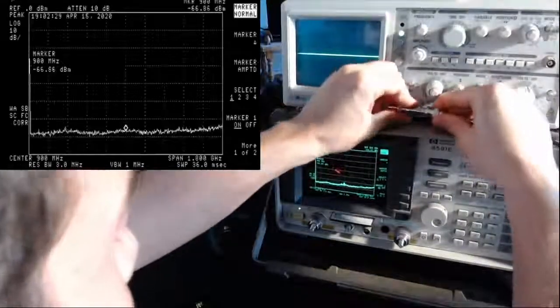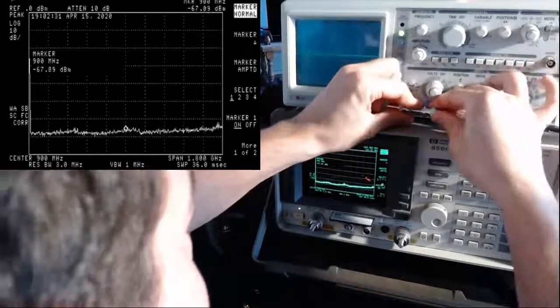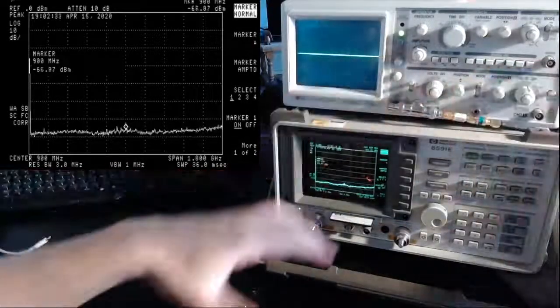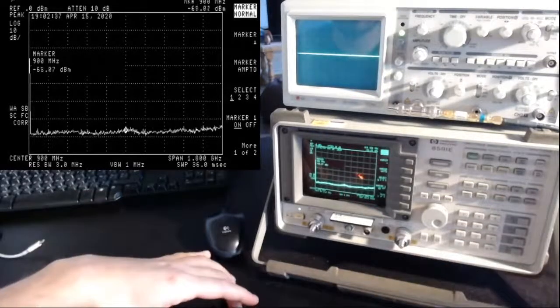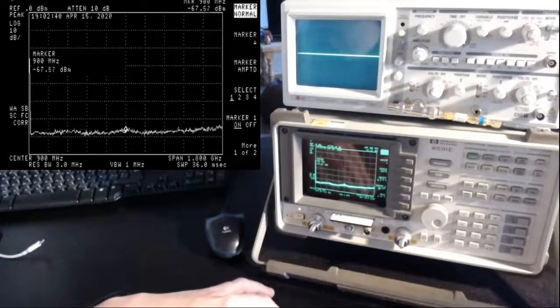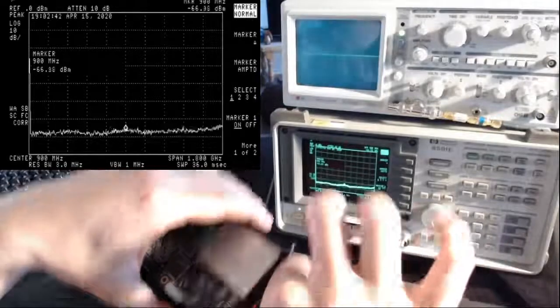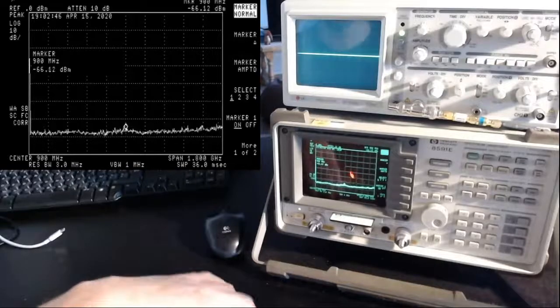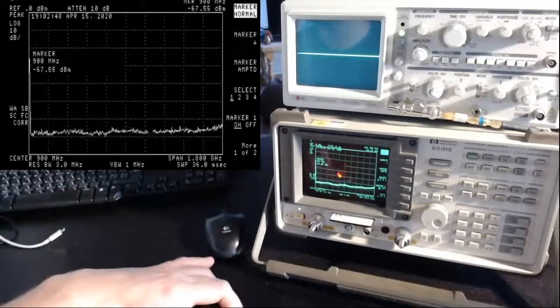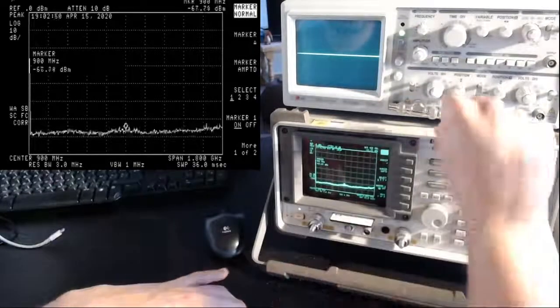So let me try to plug this here. Done. Okay, so here it's not properly connected. Okay, so the connection is performed between the HackRF and the oscilloscope, right?